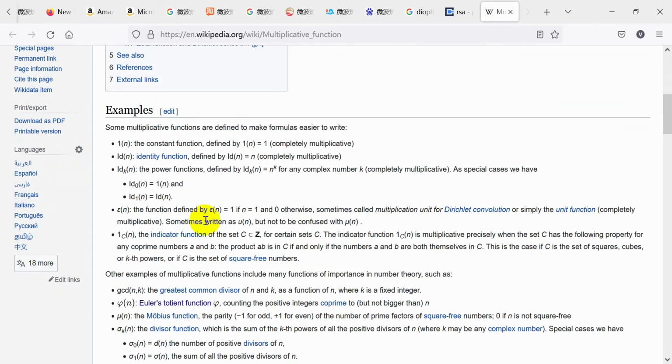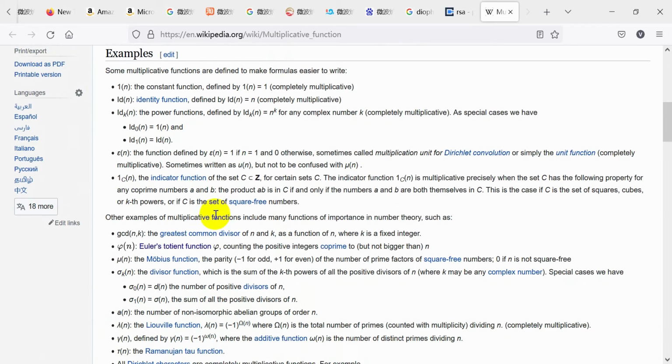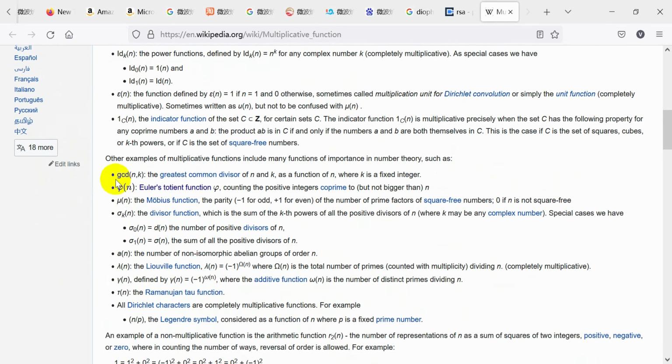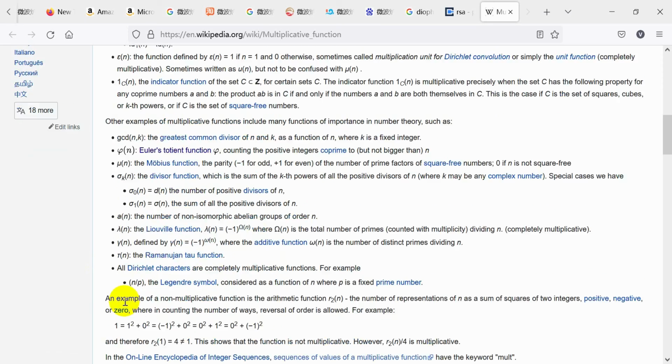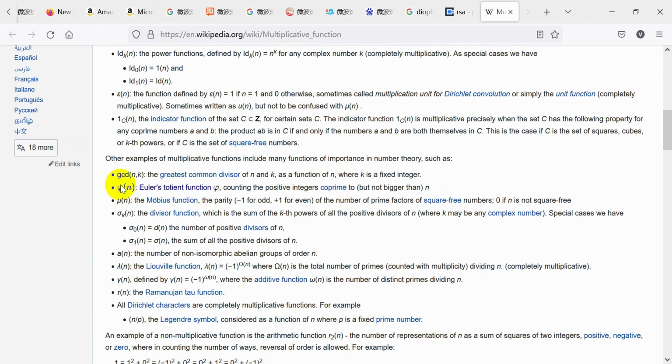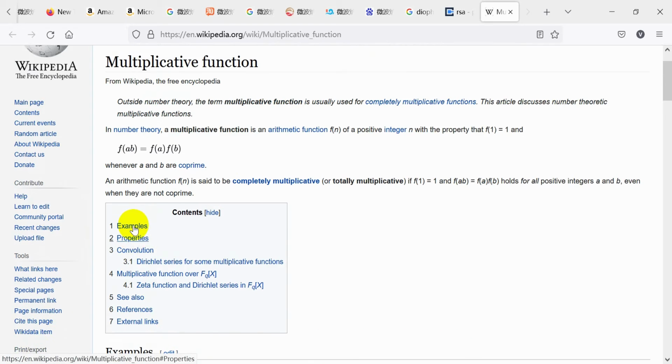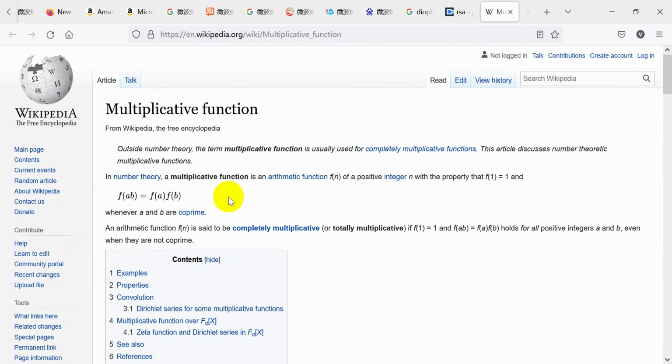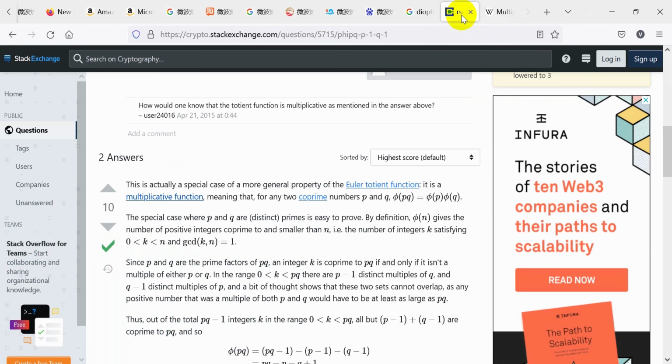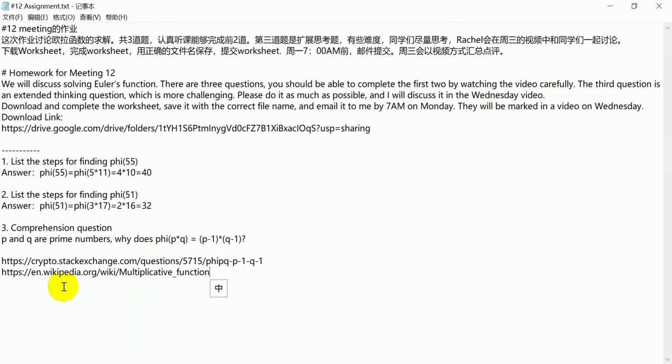So phi is one of the examples of a multiplicative function. There are other multiplicative functions out there too, such as the greatest common divisor, the Mobius function, the divisor function, the number of non-isomorphic abelian groups of order n, and a bunch of other functions that I've never heard of and don't know how to pronounce. But phi n is one of the multiplicative functions, so that's why this exists. And this question was really hard to get, so if you didn't get it completely right, it's okay. So that's the answer for number 3.